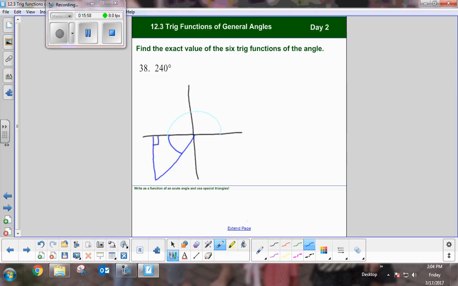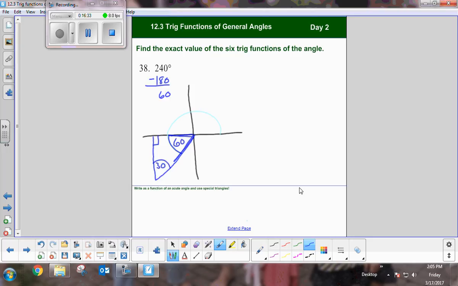If this was 240, it's this acute angle right here. So how much is it? Ariel, do you see that 60? So that's 60 degrees. Now if this is 90 degrees, what does this angle have to be? 30. And that's one of our special triangles, right? We knew it was 60 because we took 240 minus 180, and that was 60.